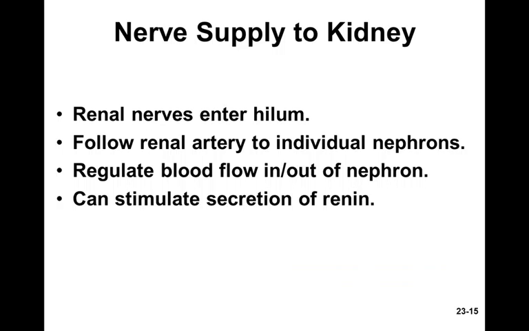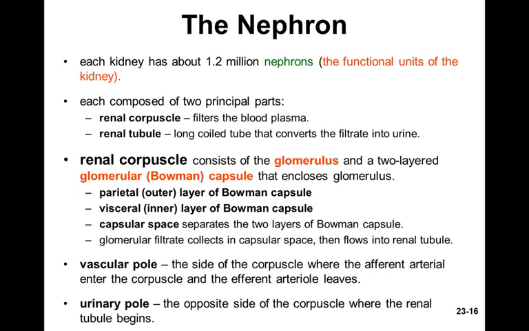So nerve supply to the kidney is similar. It enters similar to how blood enters the kidney. The renal nerves enter through the hilum. They follow along the renal artery into the individual nephrons, and of course they regulate blood flow into and out of the nephron as well.